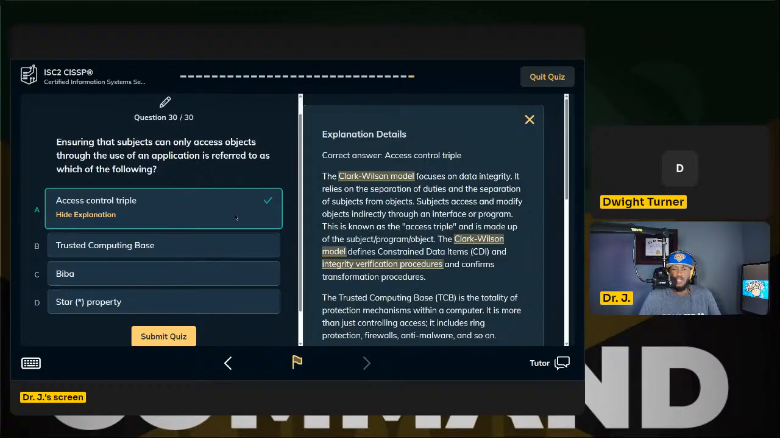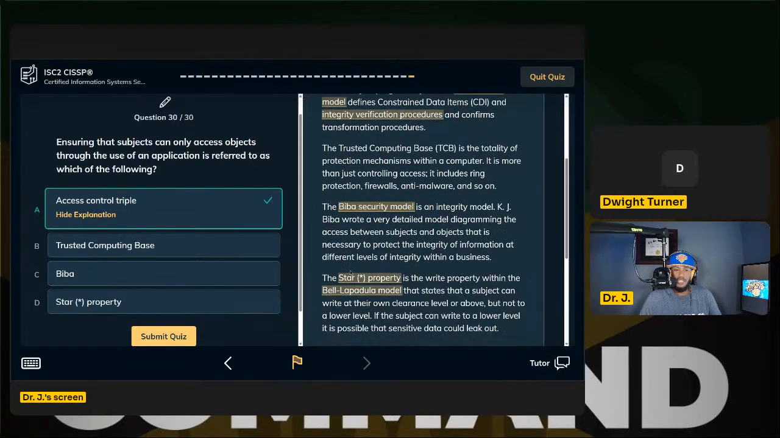So the Clark Wilson model focuses on data integrity, relies on the separation of duties and separation of subjects from objects. Subjects access and modify objects indirectly through an interface or program. This is known as the access triple. So this is through Clark Wilson and is made up of the subject, program, object. The Clark Wilson model defines constrained data items, or CDI, and integrity verification procedures and certified transformation procedures.